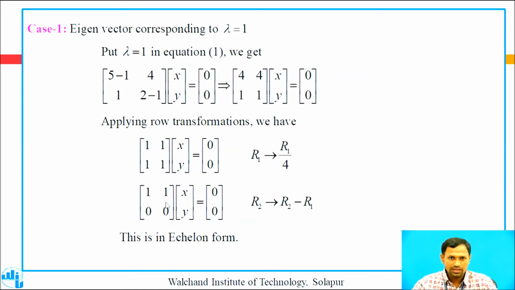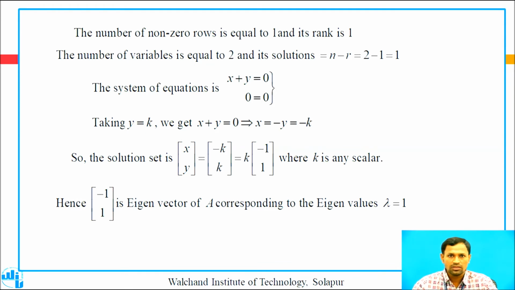You see this one, this is particularly in echelon form. The number of non-zero rows is only 1, and the number of unknowns x and y means that n is equal to 2. The system has n minus r solutions, that is n is 2, r is equal to 1, so 2 minus 1, 1 solution. The system of equations is x plus y equal to 0, 0 equal to 0.